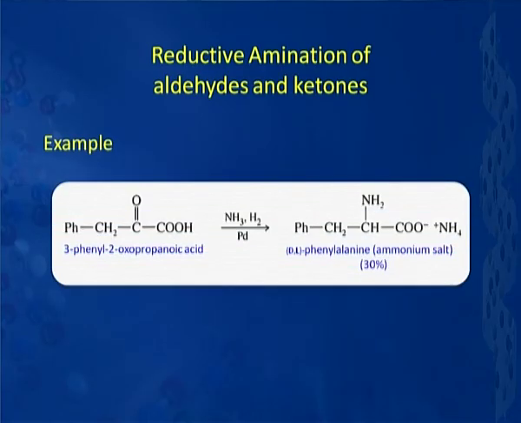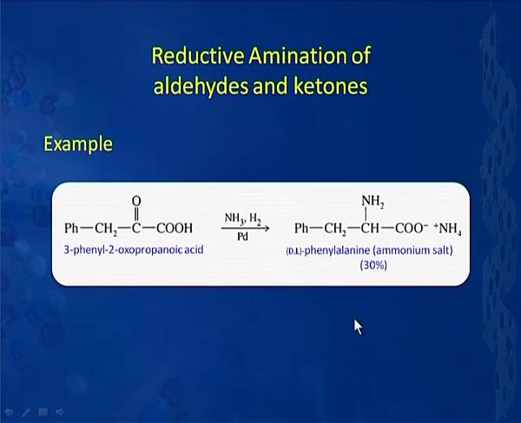We can take an example here. The example we can take is 3-phenyl-2-oxo-propanoic acid. So, that is my starting compound here. The first step is reacting with ammonia, and then there is a reduction part with hydrogen and palladium. So, what I get is DL phenylalanine, and this will come out as an ammonium salt here, because that will be COO minus and NH4 plus. I can just recover my acid from there.